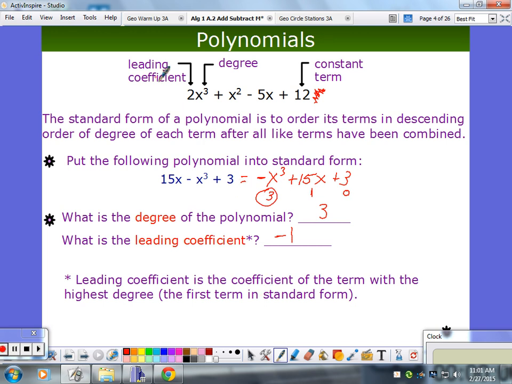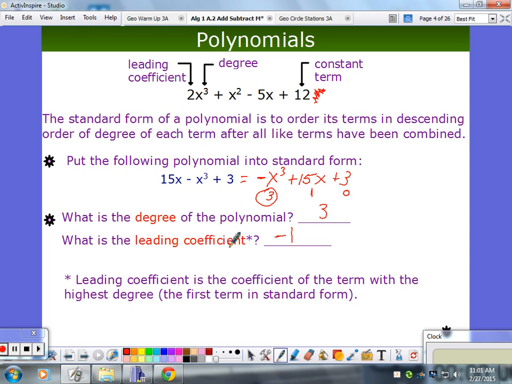Why is it negative 1? Because the leading coefficient, as you get it in this standard form order, is the coefficient in front of the monomial with the biggest degree. So that's here. And it's negative 1. Other questions? These are great questions. I get it. Ask them if you have it. This is not hard, but if you don't see it right away, yeah?